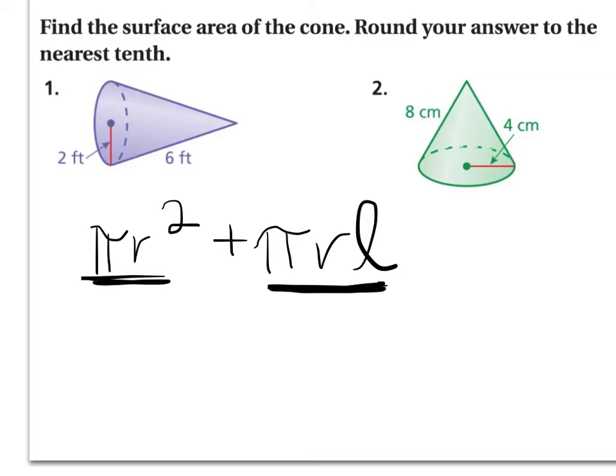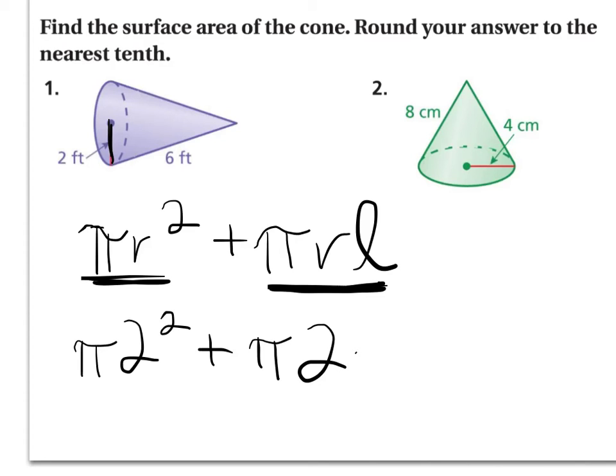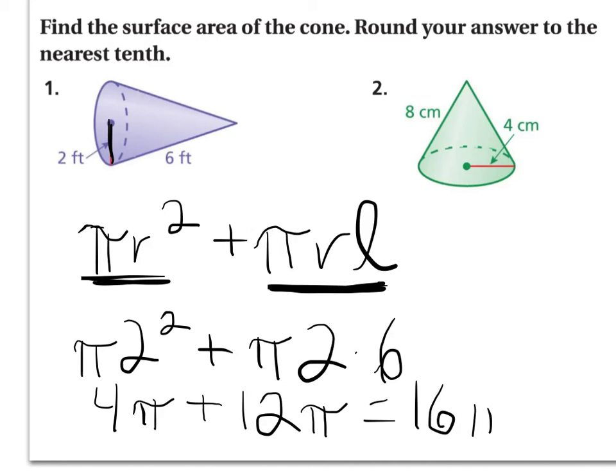We had 2 circles for a cylinder, so we had a 2 pi r squared, but this time it's just pi r squared. So we're going to multiply pi times our radius here, which is 2, so we're going to say 2 squared. We're going to add that to pi, our radius is 2, and our slant height is 6. So when I solve that out, 2 squared is 4, so I'm looking at 4 pi. I'm going to add that to 2 times 6, which is 12, so 12 pi. That equals 16 pi. So 16 times 3.14 is 50.24, and that would be feet squared.